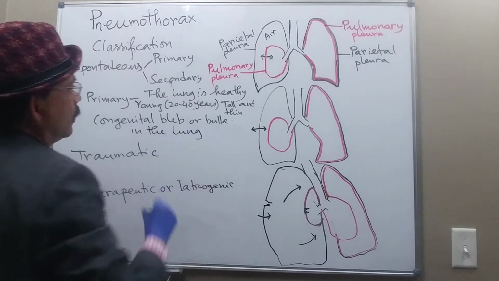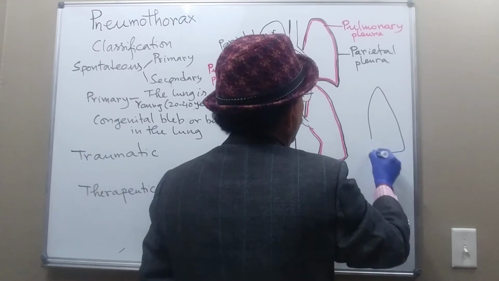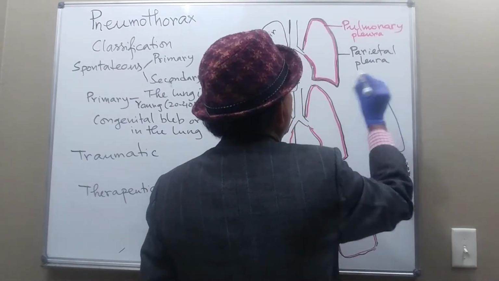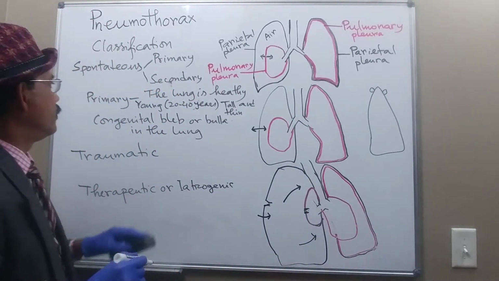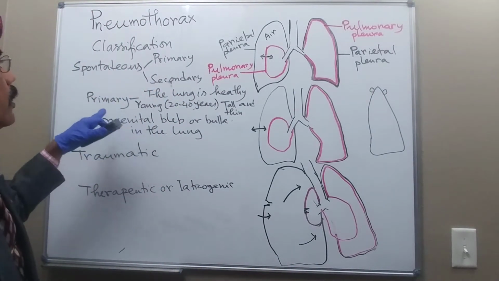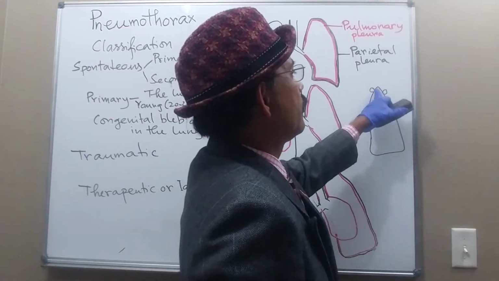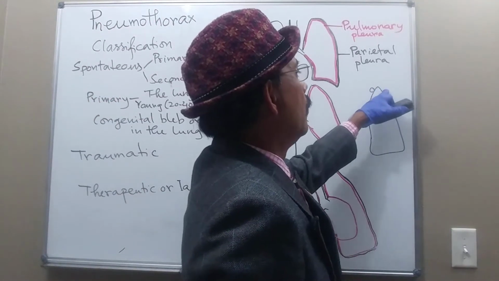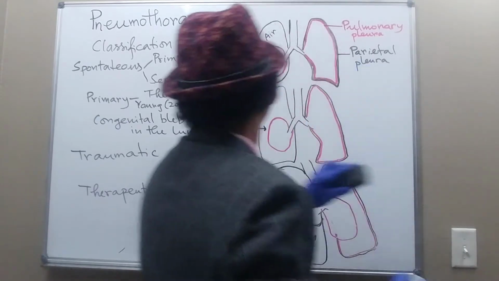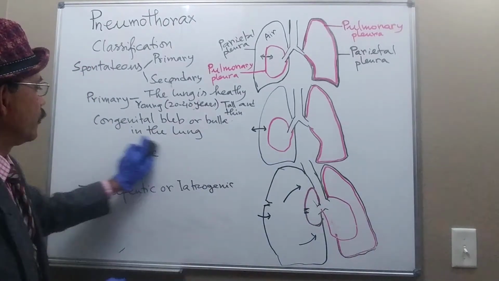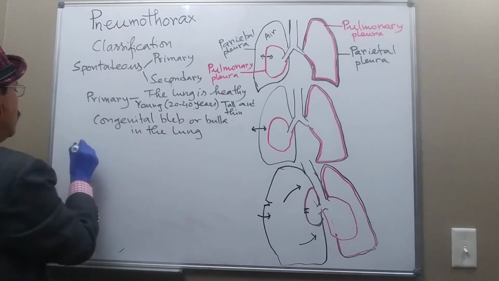Okay, that may happen. So if this is the lung, there may be some congenital bulla here that may rupture, and that may lead to primary spontaneous pneumothorax. The lung as a whole is healthy, we just have the congenital bulla here that may rupture. That is primary. Secondary spontaneous pneumothorax, we have diseases in the lung.